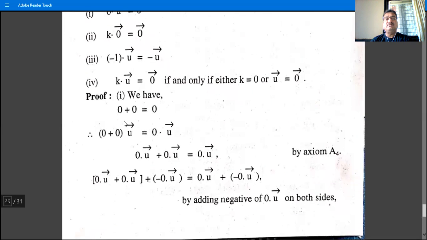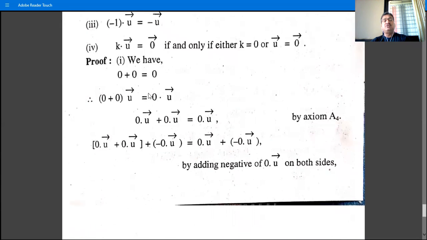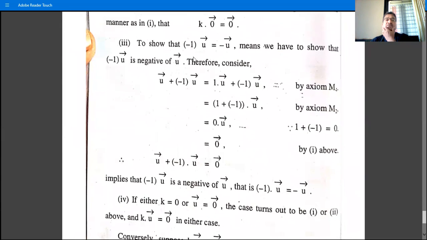Then the third one: we have to prove minus 1 into u bar is minus u bar. What is minus u bar? Minus u bar means the negative of u bar. So we have to show that minus 1 into u bar is the negative of u bar. Minus 1 into u bar is the negative of u bar if the addition of minus 1 u bar and u bar is 0 bar.